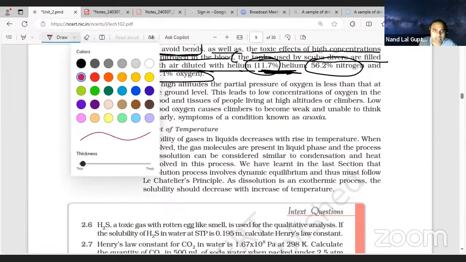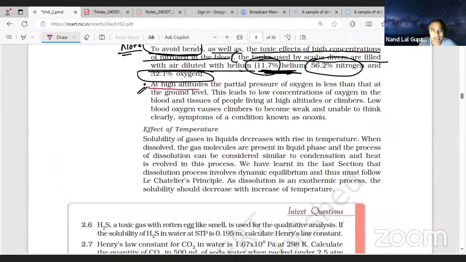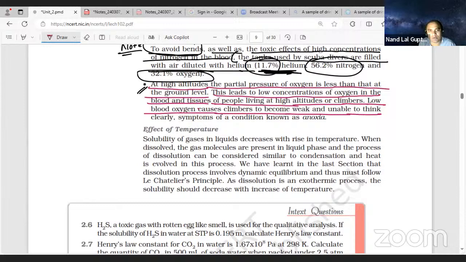Here you see, next one. What is the next point they are saying here? At high altitude, the partial pressure of oxygen is less than that of the ground level. This leads to low concentration of oxygen in the blood and tissue of the people living at high altitude or climbers. Low blood oxygen causes climbers to become weak and unable to think clearly. The symptom of this condition is known as anoxia.